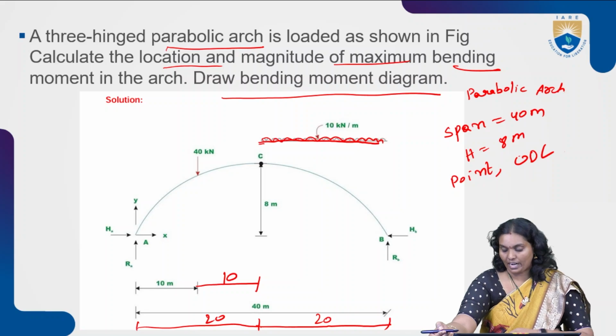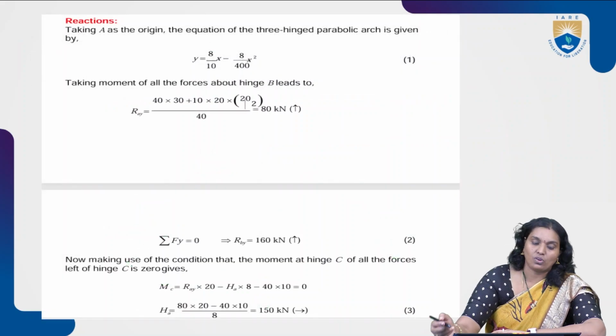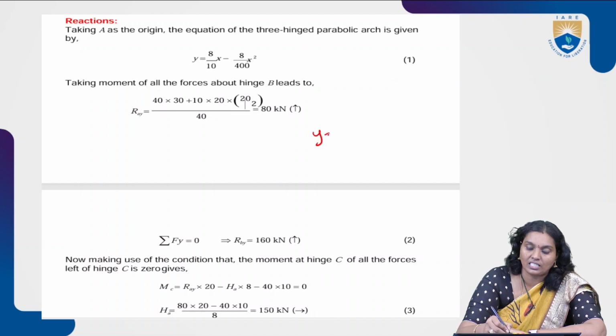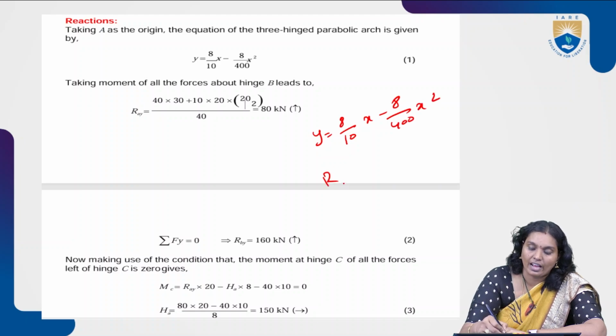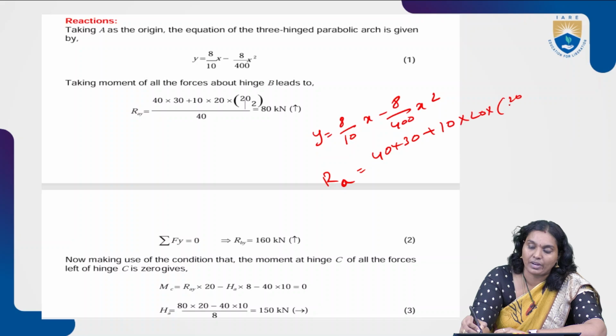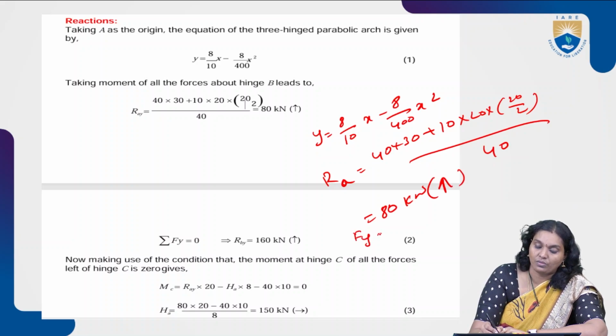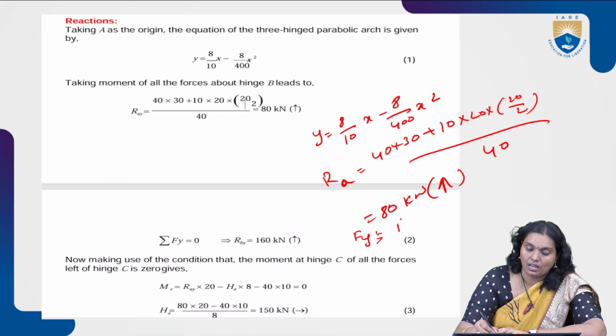Now we are going to calculate and understand these parameters. Taking A as the origin, the equation of the three-hinged parabolic arch is given: y is equal to 10x minus 8 by 400 x square. Now RA, the reaction at A, after all these calculations, we will get 20 into 20 by 2 by 40, that is equal to 80 kilonewton upwards. And RB is equal to 160 kilonewton.